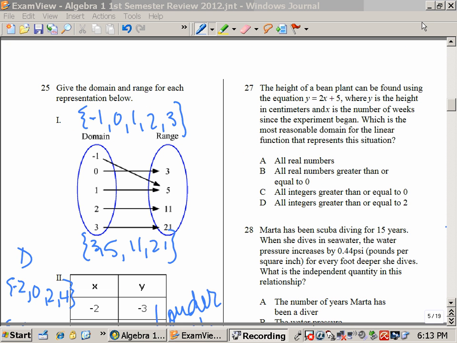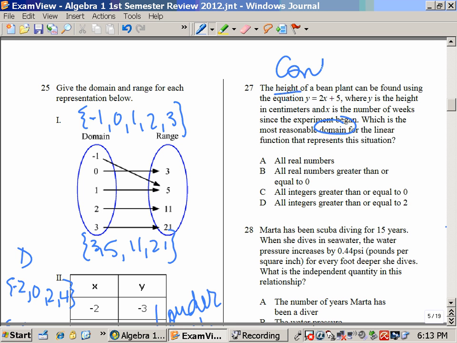Number 27, we have to find the reasonable domain for the linear function for the bean plant. Now, since we're talking about height, this is going to be continuous. And continuous uses all real numbers. However, since we are talking about height of something, it cannot be all real numbers because you can't have any negative values. You can have all real numbers greater than or equal to 0.